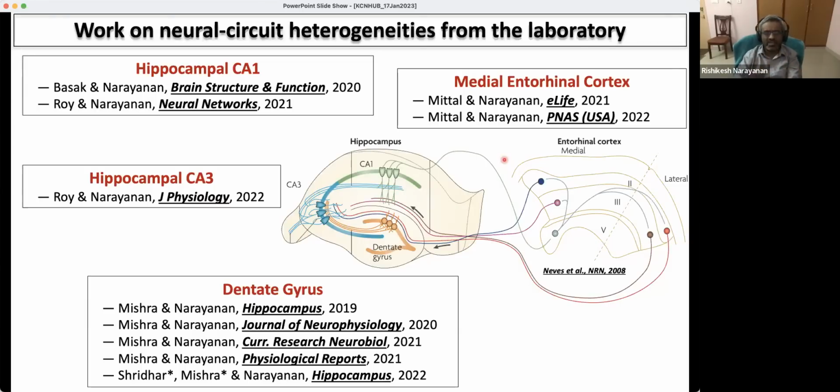So again, over the years, we have been looking at the implications of neural circuit heterogeneities in different brain regions. Our focus has always been on the hippocampal formation, which covers the entorhinal cortex, and we have been looking at the implications of this: the decorrelation work and the plasticity work, and this is the grid pattern firing network that I talked about.